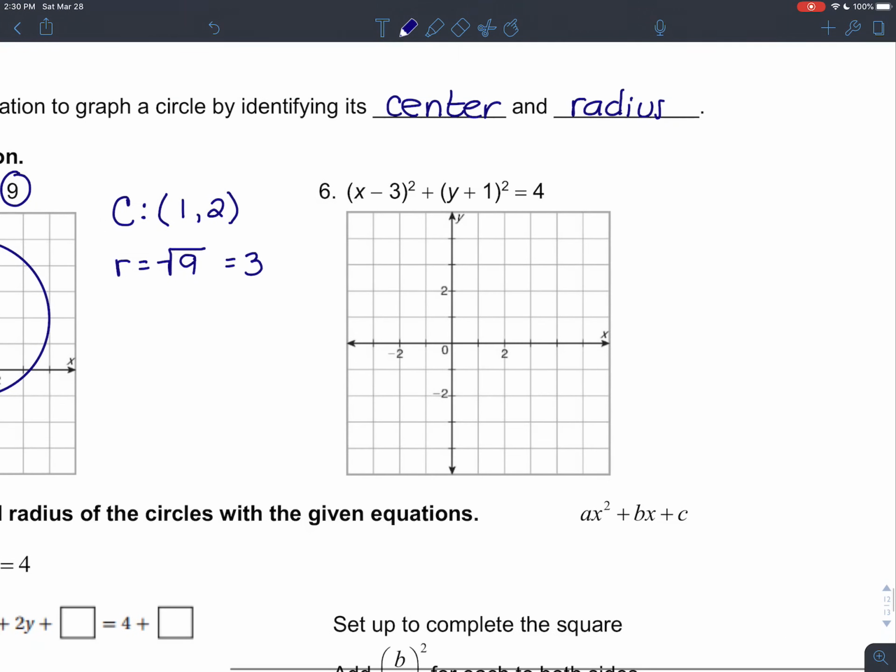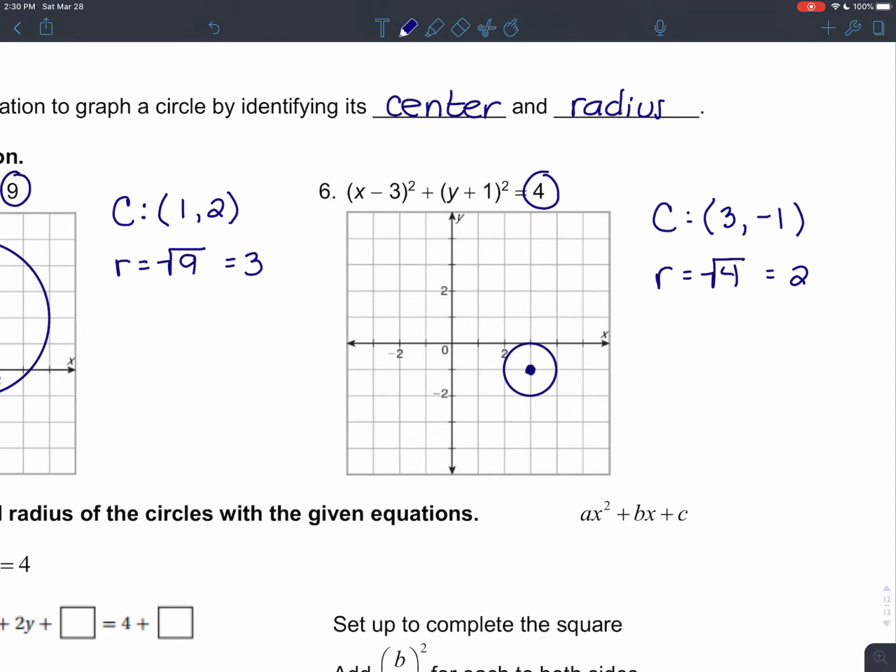And for number 6, same thing. Our center, we're going to take the opposite sign of the number next to the x and the number next to the y. So positive 3 and negative 1. And then our radius is going to be the square root of this number. The square root of 4 is 2, so our radius is 2. So our center is going to be at 3, negative 1. And then our radius, we're going to go out 1 unit and out 2 units.